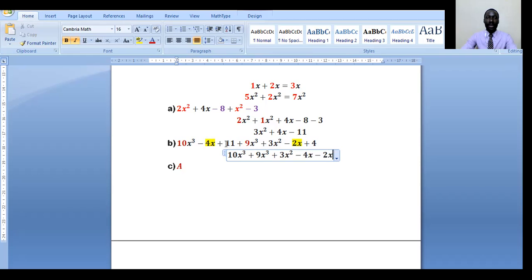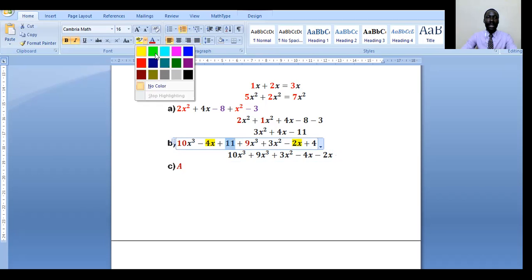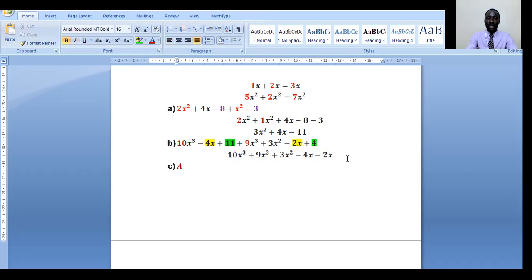Now the other quantity remaining, the other term left this time is what? Is this other one here, which is now 11. 11 does not have any x attached to it, just like 4. So at this point in time, we will now add 11 onto what? We add 11 onto 4. What we have done is called collection of like terms. We have grouped these terms that are alike together.